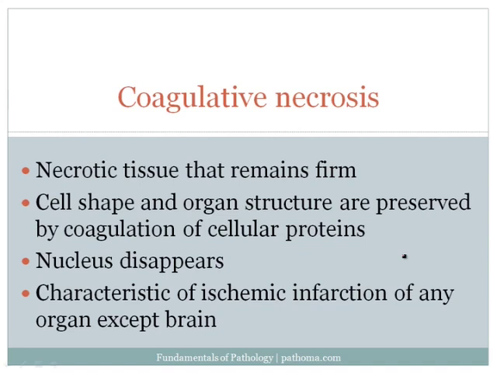What is coagulative necrosis? It is necrotic tissue that remains firm, i.e. the tissue sort of coagulates, or why don't we say the cellular proteins actually coagulate, so that the cells retain their shape and the organ structure is preserved. Otherwise stated, the tissue dies. However, the general structure of the tissue remains, and if we were to look at the tissue on a microscopic slide, we would see that the cells are present and the architecture of the cells is present.